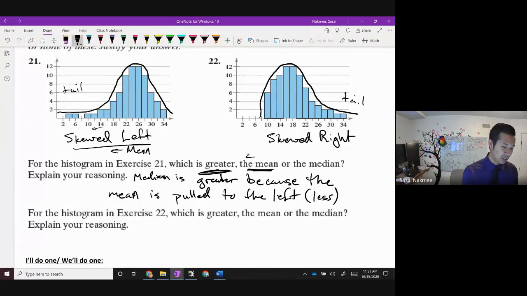For 22, since it's skewed right, the mean for skewed right is going to increase, is going to get pulled to the right side. So in this case, the mean is greater.